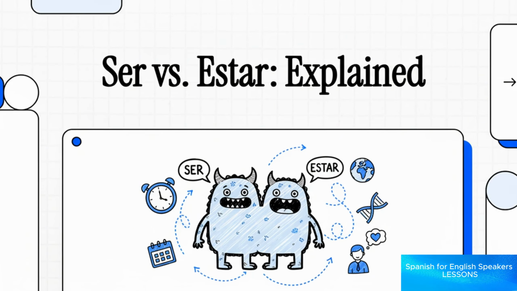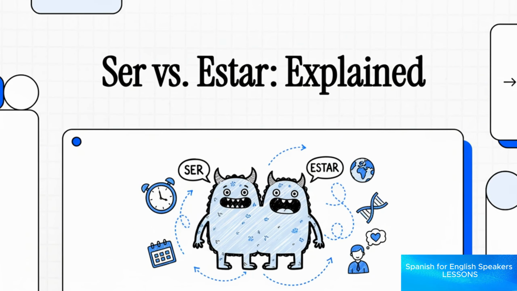And look, I'm not exaggerating here. Getting this right is literally the difference between sounding like you just started and speaking with real, genuine confidence. In English, we have one simple verb, to be. But Spanish splits it in two. And trust me, they are not interchangeable. So what is the real difference then?